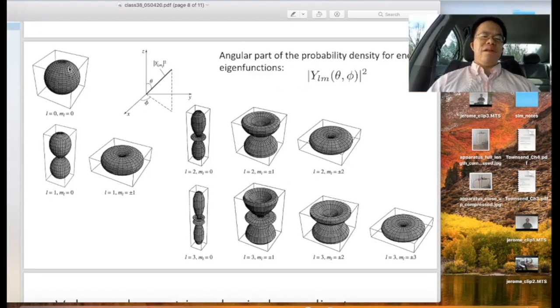Again, we see spherical symmetry for the 0,0 spherical harmonic, whereas for l equals 1, m equals 0, there's an angular node at theta equals pi over 2, whereas for l equals 1, m equals plus or minus 1, there's an angular node at theta equals 0, and also on the other side at theta equals pi. You might remember these angular shapes from chem as the shape of your s, p, d, and f orbitals.